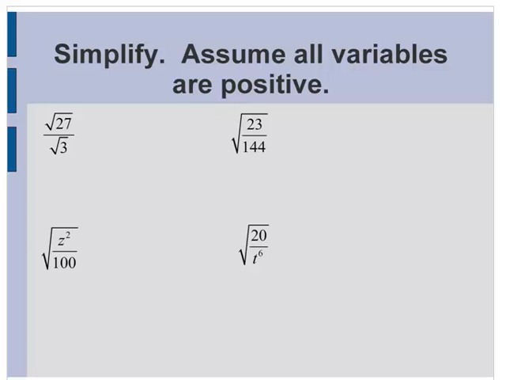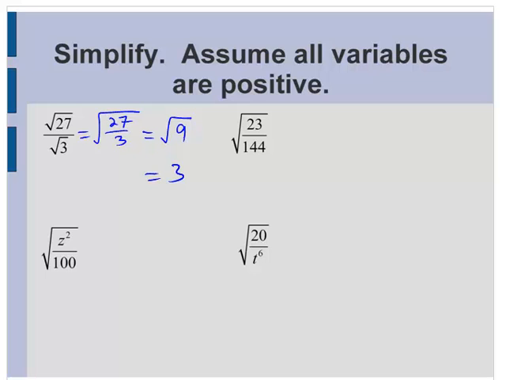The square root of 27 over the square root of 3. Now, neither of these are nice, right? The square root of 27 is not a nice number. The square root of 3 is not a nice number. However, I can write that as the square root of 27 over 3, a single radical. 27 over 3 is 9, and the square root of 9 is 3.